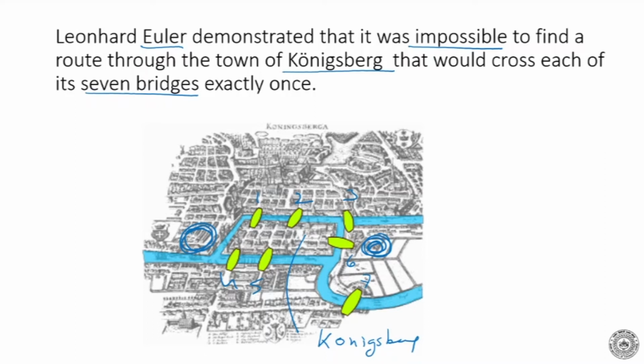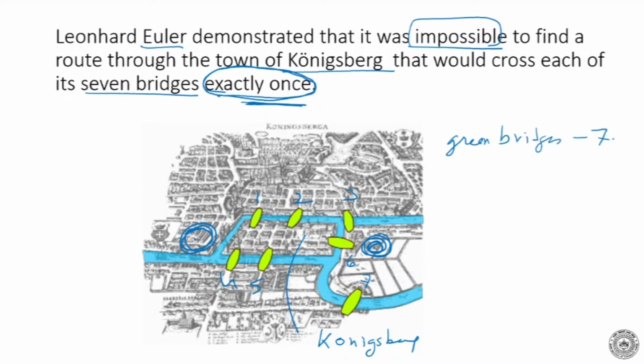Now he said that it is impossible to find a path in the town of Konigsberg that would cross each of the 7 bridges exactly once. So the catch is exactly once. So you cannot go from one side to the other side by crossing each of the 7 bridges exactly once. Either you cross less number of times or you cross more than once. Okay. Now there are these green bridges you can see. There are 7 bridges.